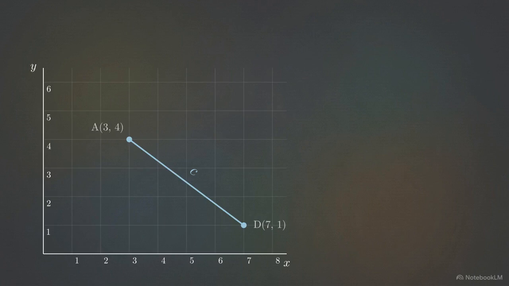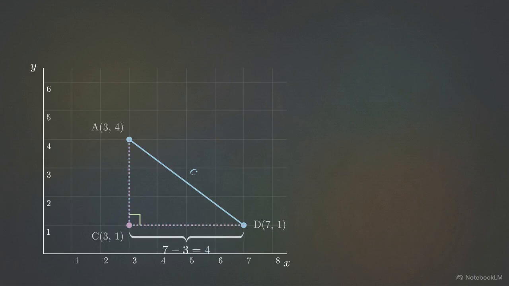Let's examine a diagonal path in the first quadrant, connecting point A at 3, 4 down to point D at 7, 1. To find the length of this diagonal, we build a right triangle around it. We trace a horizontal path straight over from D and a vertical drop straight down from A. They meet at a new corner, point C, at 3, 1. Now we have flat lines we can easily measure.